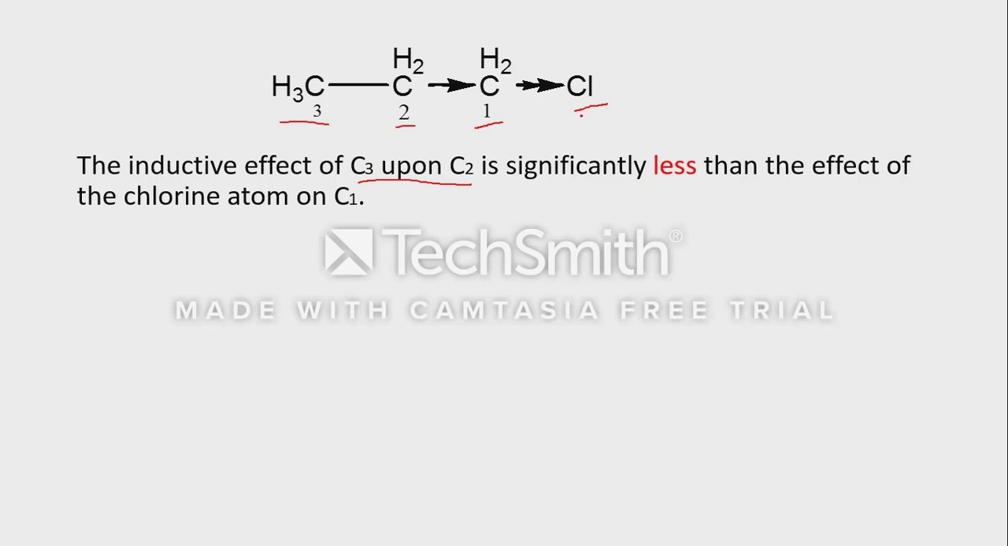The chlorine atom produces the inductive effect on carbon number 1, and it is more than on carbon number 2. It means the inductive effect of carbon number 3 upon carbon number 2 is significantly less. Here the inductive effects are less than on carbon number 1. The effect of chlorine is generally higher on carbon number 1.